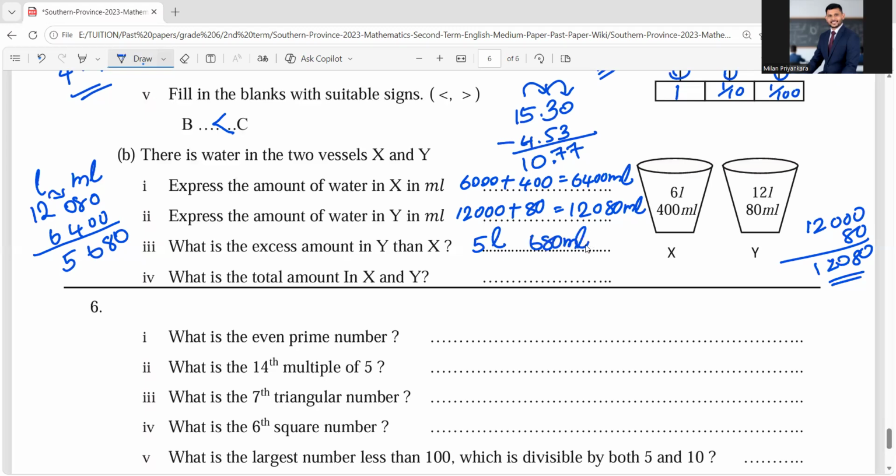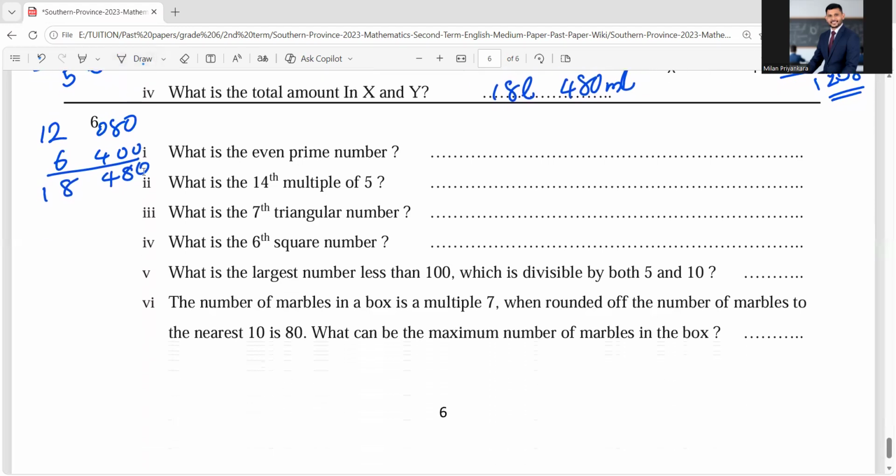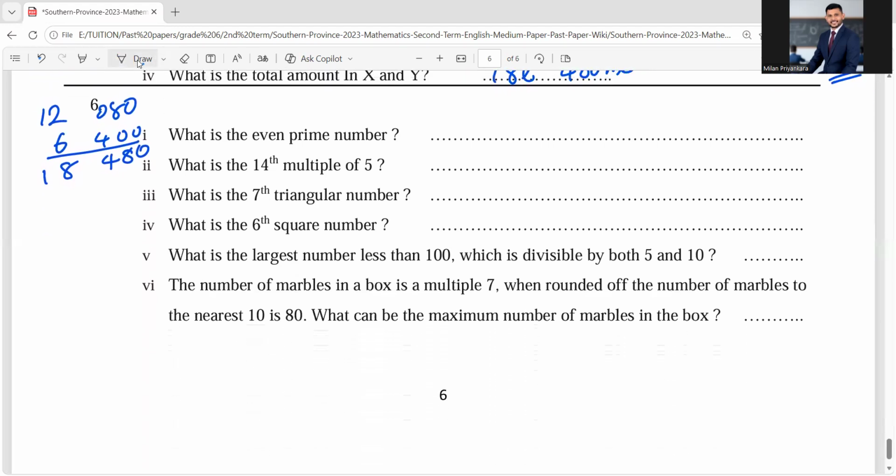680 milliliters. What is the total amount in X and Y? For that, you have to add all these things. 12 liters 80 milliliters plus 6 liters 400 milliliters. Then you add this: 0, 8, 4, 18. And it is 18 liters 480 milliliters. I hope you understand this addition and subtraction, which is very easy. And let's focus on the difficult parts, right?